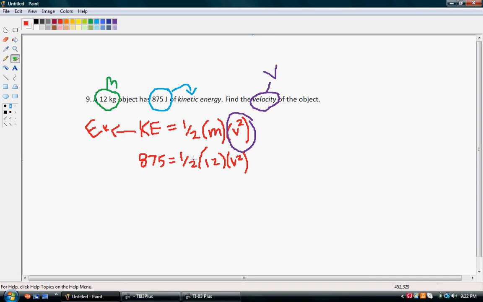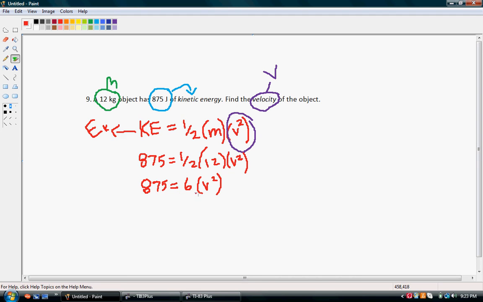So what we can do to get velocity squared by itself, the first step is we can multiply these two numbers together. 1/2 times 12, or 1/2 of 12, is 6. So we could say that 875 joules is equal to 6 times v squared.